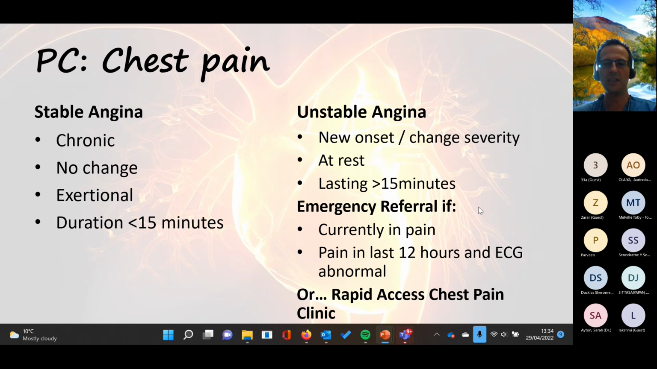And so if you've got somebody in the community, if they're currently in pain, or if they've had pain in the last 12 hours and have an abnormal ECG, those are the patients that you need to admit with unstable angina. If they've had pain more than 12 hours ago, and their ECG is normal, then they can go to the rapid access chest pain clinic, and we'll see them within hopefully a few days, but certainly 2 weeks, in order to assess is it or isn't it angina. Now, these are not absolute rules. If you think the patient needs admitting, you've got to be safe. But the practice recommendations are that current pain in the last 12 hours, or abnormal ECG are the criteria for admission.